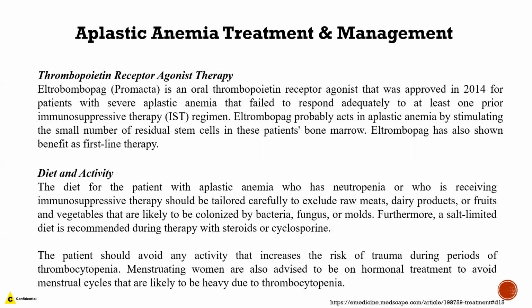The diet for the patient with aplastic anemia who has neutropenia, or who is receiving immunosuppressive therapy, should be tailored carefully to exclude raw meats, dairy products, or fruits and vegetables that are likely to be colonized by bacteria, fungi, and molds. The patient should avoid activities that increase the risk of trauma, at least during the period of treatment. Menstruating women are also advised to be on hormonal treatment to avoid menstrual cycles that are likely to be heavy due to thrombocytopenia.